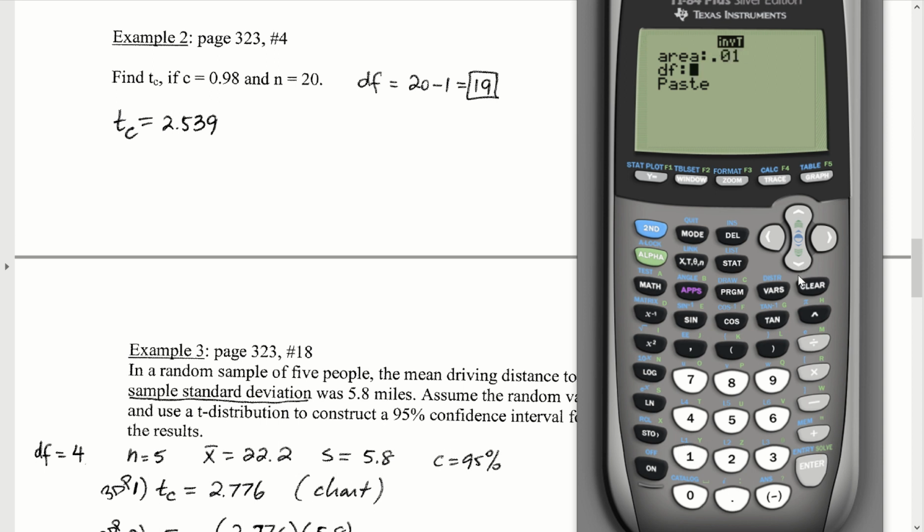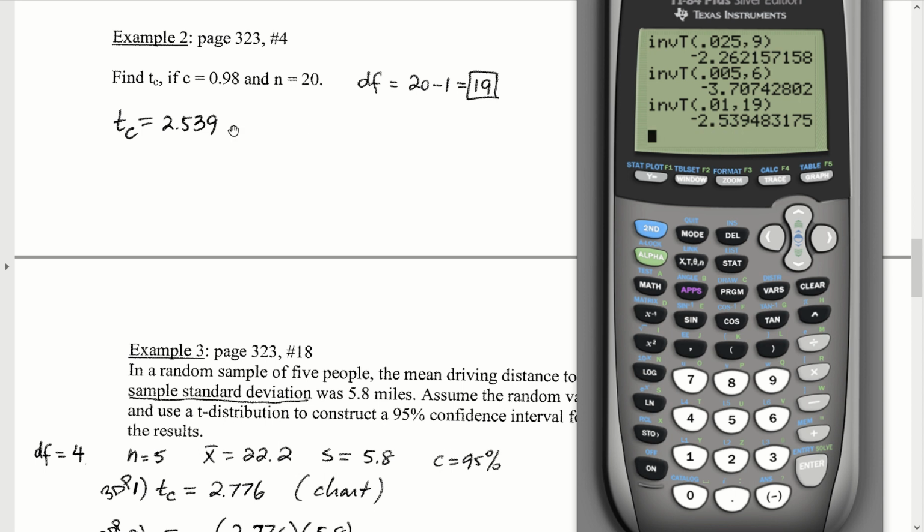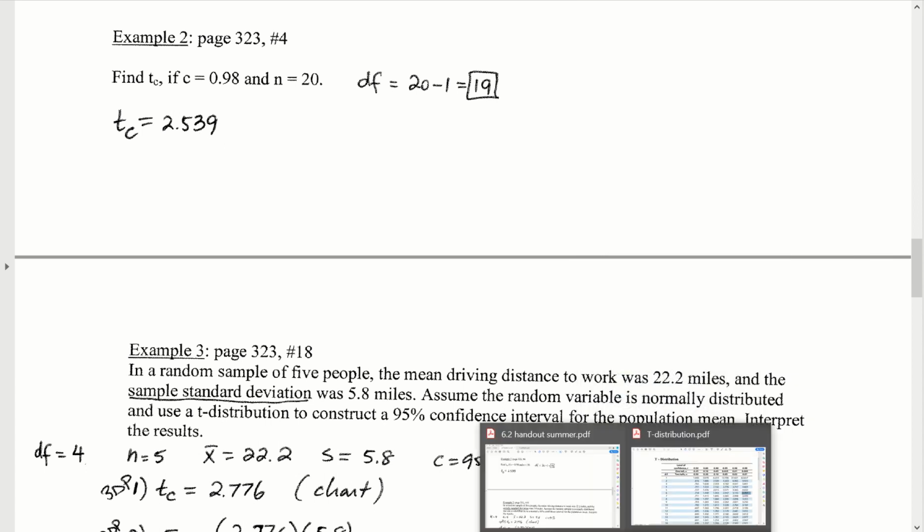The next input we need, you got to be very careful with this. Don't confuse n with df. Degrees of freedom is always 1 less than the sample size. So if we have a sample of size 20, then that should give us 20 minus 1, or 19, for the degrees of freedom. Go ahead and hit enter. And this would produce a critical t-value of positive 2.539. So 2.539.